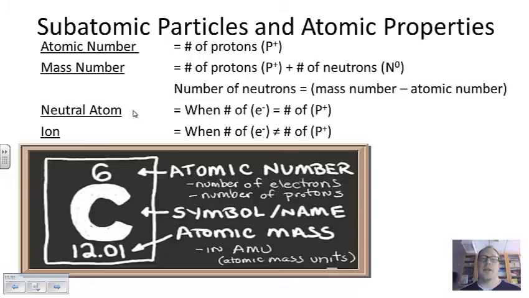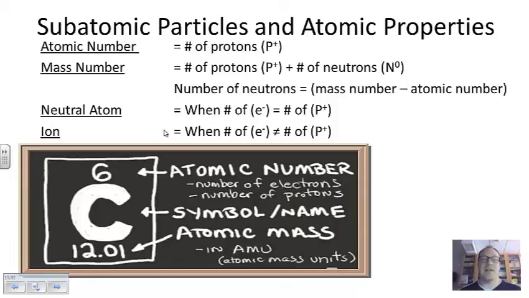When you have something that is referred to as a neutral atom, that means that your number of electrons is going to equal your number of protons. So in a neutral atom of carbon, I would have a total of 6 electrons. And as it happens, 2 would be in our first little level of electrons, and there would be 4 in the second level. 2 plus 4 is 6 when we're talking about a carbon atom.